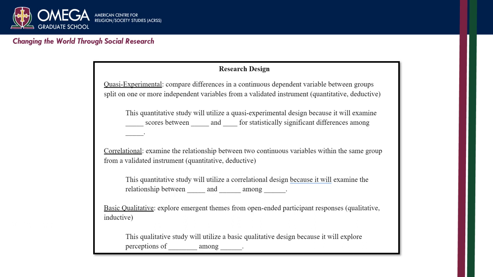For a correlational design, you are examining the relationship between two continuous variables within the same group from a validated instrument. So here, the correlation is not necessarily between two groups, but between two variables. So you may have two different constructs on the same instrument, or you may even use two different instruments and look for a relationship, a correlation between the scores on those two instruments or between those two constructs. So you would state something like this. This quantitative study will utilize a correlational design because it will examine the relationship between variable 1 and variable 2 among your participants.